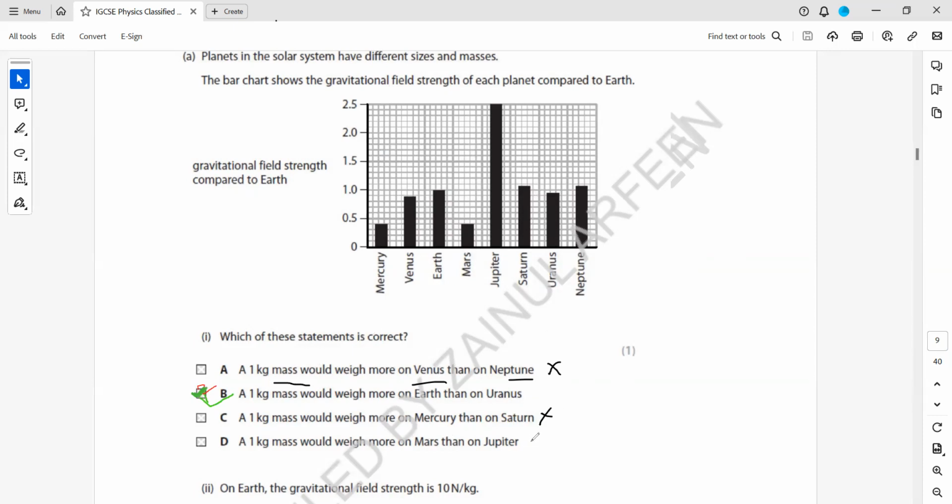1 kilogram weighs more on Mars than on Jupiter. So it has a weaker gravity, so this will not be correct. So B is the right answer.